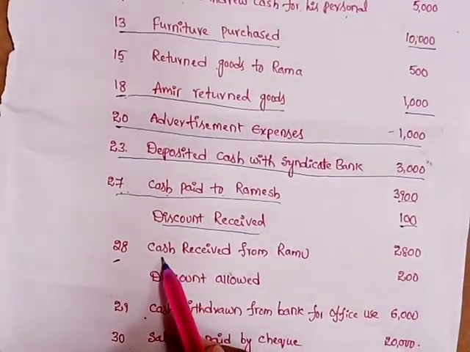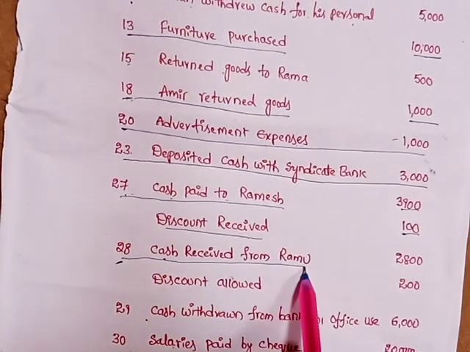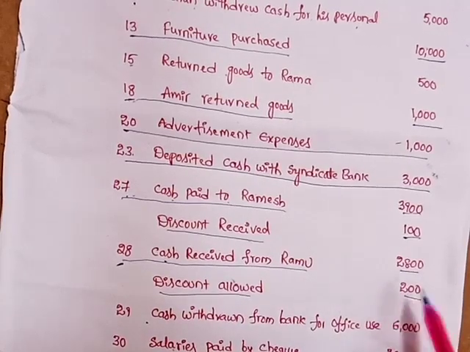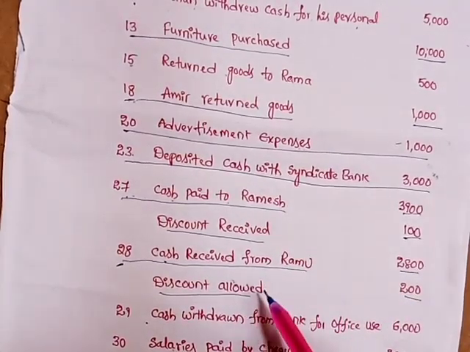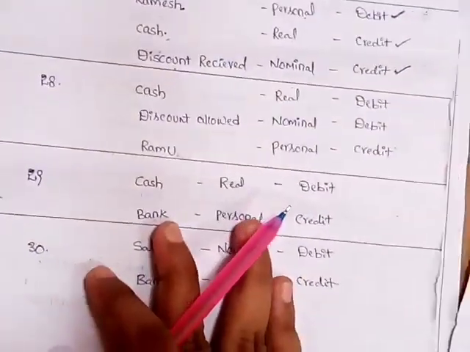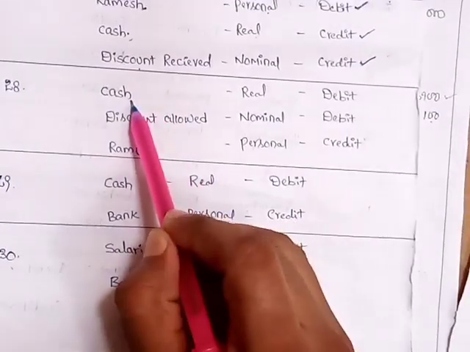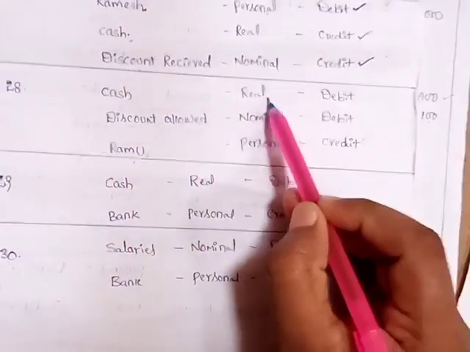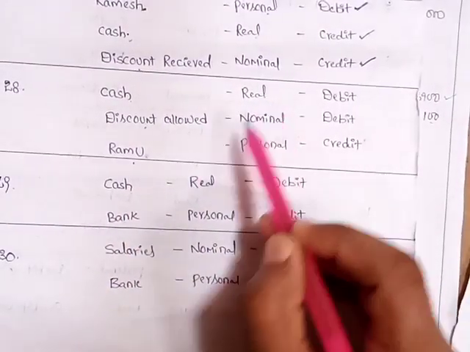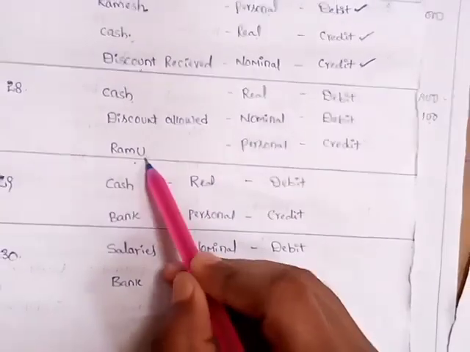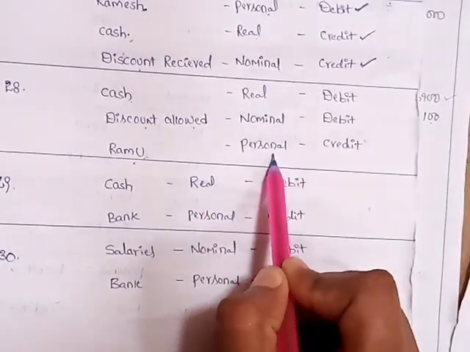28. Cash received from Ramu 2,800. Discount allowed 200. So two transactions involved in the same date. So in this case we have three aspects in the transaction. One is cash, second one is discount allowed, third one is Ramu. So cash is an asset, that's why real account. Discount allowed is an expense, that's why nominal account. And Ramu is a person, that's why personal account.